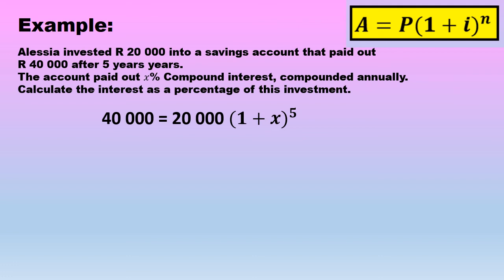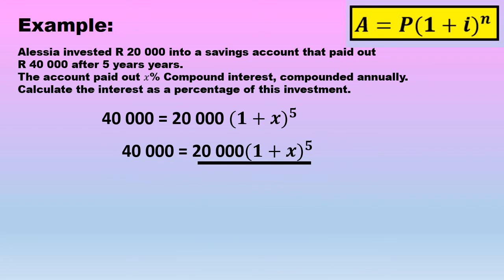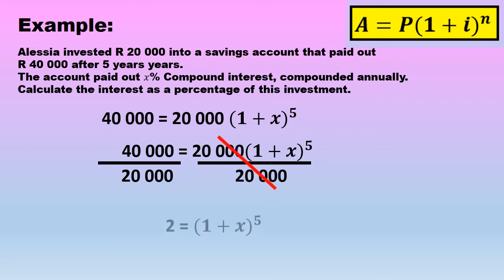So when you write this up, the one thing that is multiplied with that whole bracket is 20,000. So what if I divide each side with 20,000? Then you're going to get rid of that 20,000 on the one side, and 40,000 divided by 20,000 simplified would give you 2. So 2 is equal to, and what is left? 1 plus X, all to the power of 5.